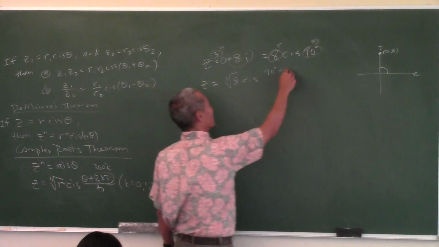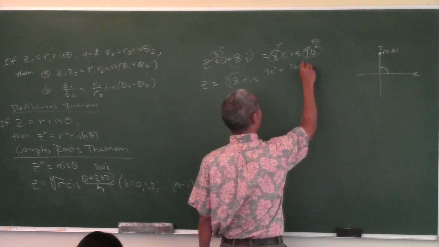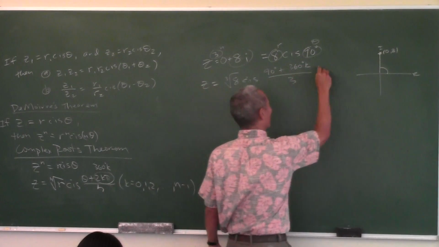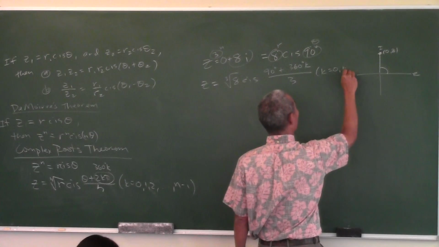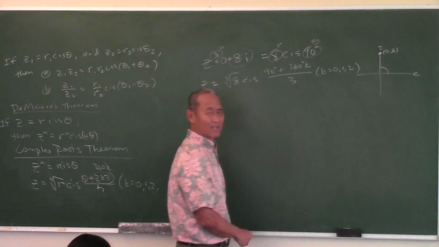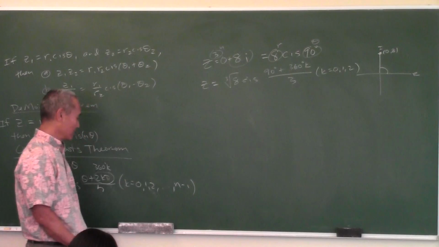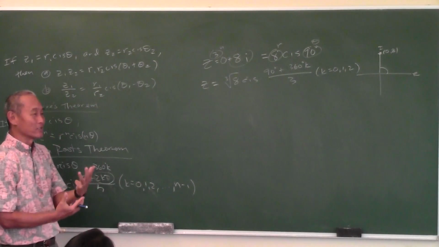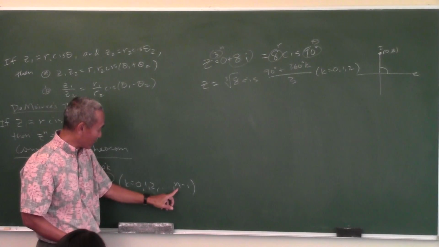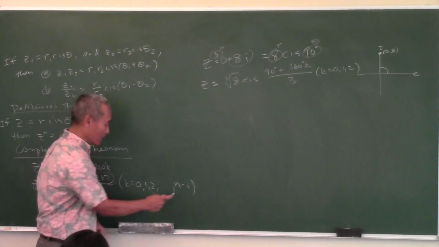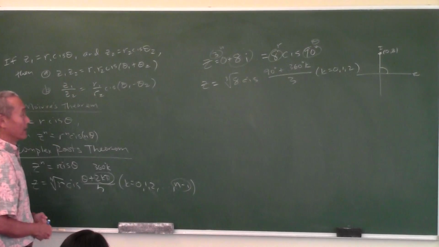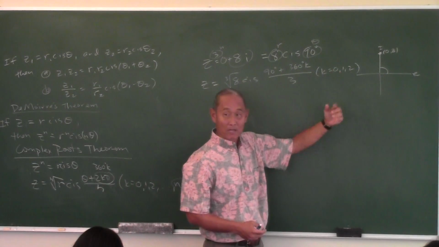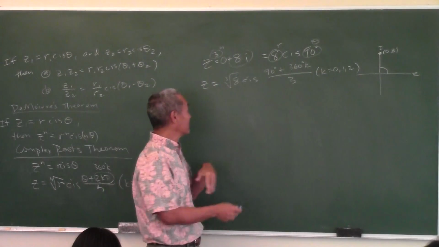So 360k over n. What is n in our problem? 3, where k is equal to 0, 1, and 2. Why did I stop at 2? Only three answers. Yes, there are 3 answers, and on top of that, if n is 3, then 3 minus 1 is 2. So this tells you where to stop. To get your 3 answers, you're going to be plugging in these 3 numbers for k.